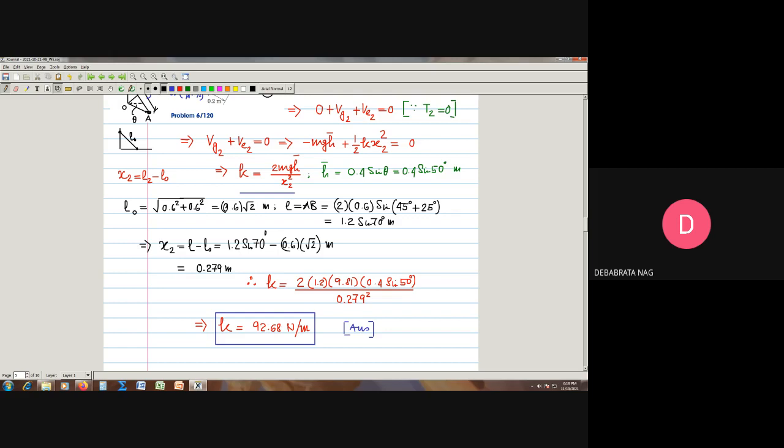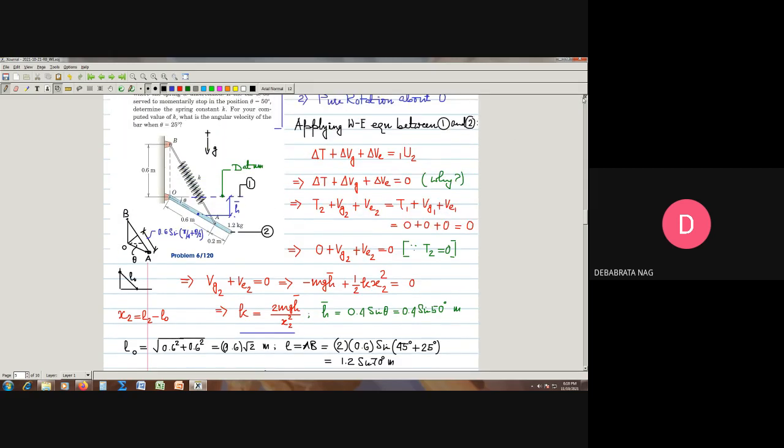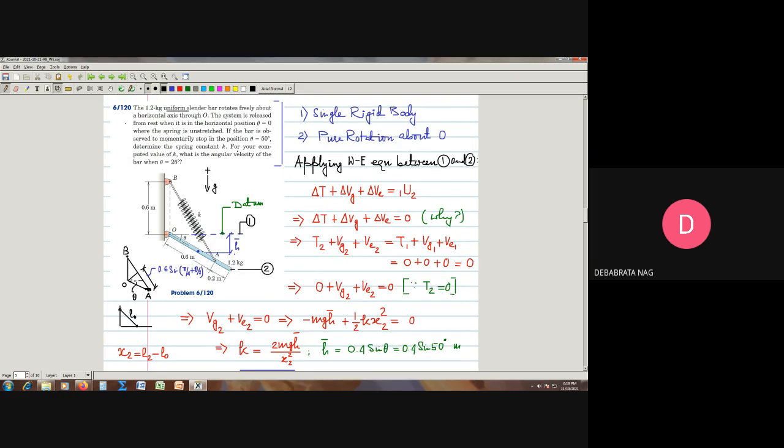Our answer becomes complete because we have been told to find out the stiffness of the spring when the system will stop at an angle theta equal to 50 degree. Now we go to our second part. We address our second part of the problem, which tells us that for your computed value of k, that means the value of k that we have just now computed, what is going to be the angular velocity of the bar when theta becomes equal to 25 degree.